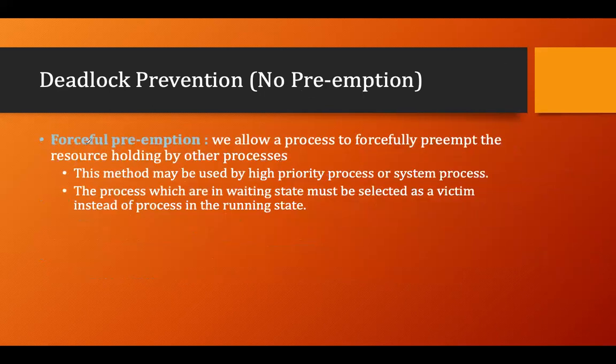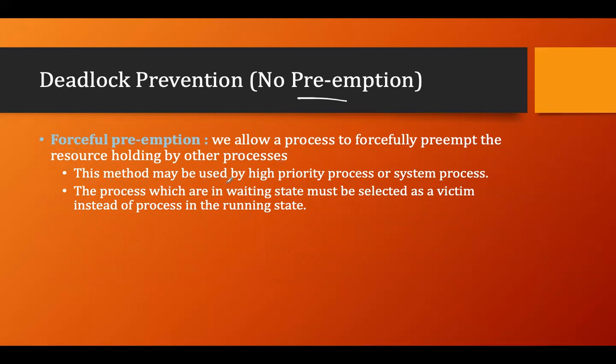Next is a deadlock prevention method for no preemption. How to violate no preemption? This is a necessary condition for deadlock. The method is called forceful preemption. What will happen is we allow a process to forcefully preempt the resource held by other processes. Because it is no preemption, to violate it, we have to preempt.